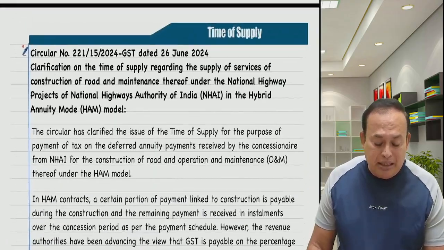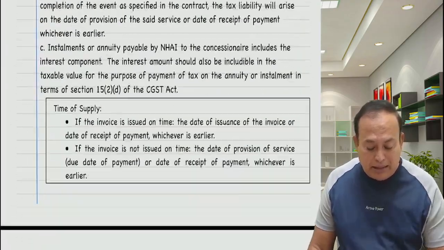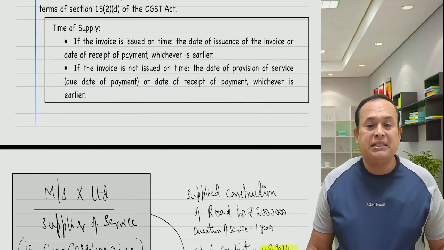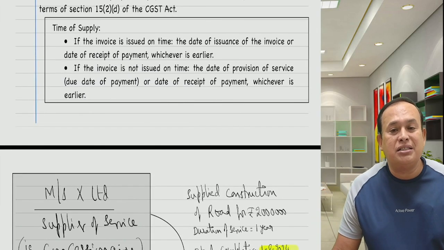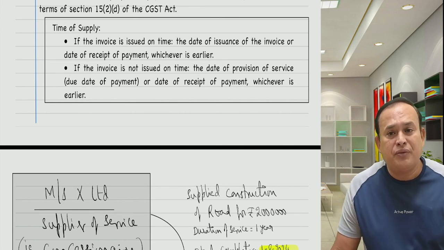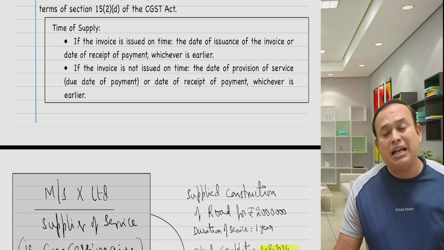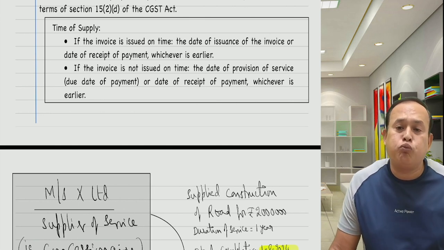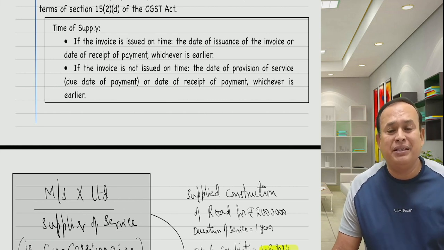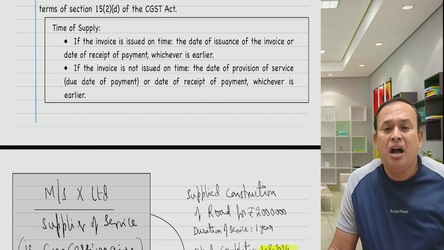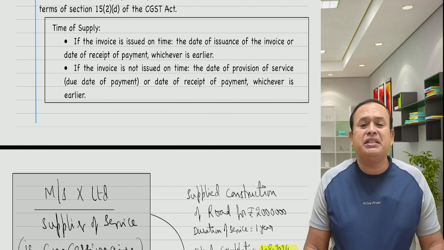Therefore, I mentioned it here in a simplified manner: the time of supply in such cases, if the invoice is issued on time, is the date of issue of the invoice or the date of receipt of payment, whichever is earlier. If the invoice is not issued on time, then the date of provision of service, the due date of payment mentioned in the contract, or the date of receipt of payment, whichever is earlier, is the time of supply.